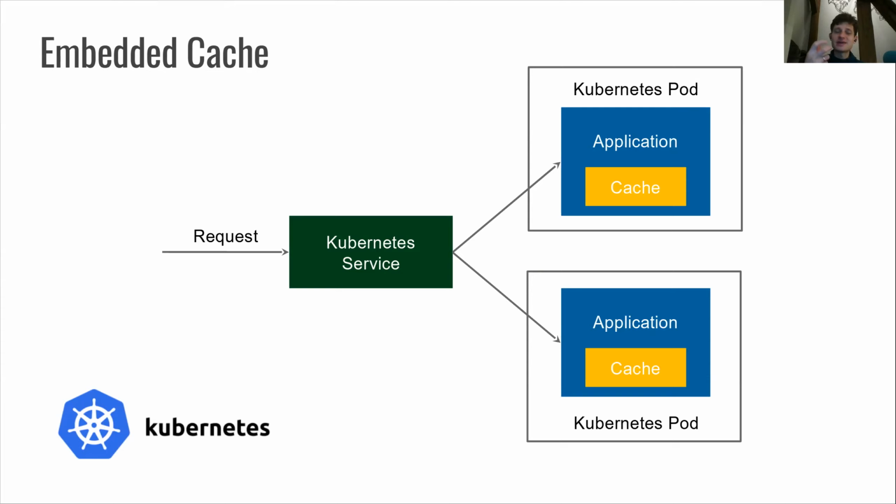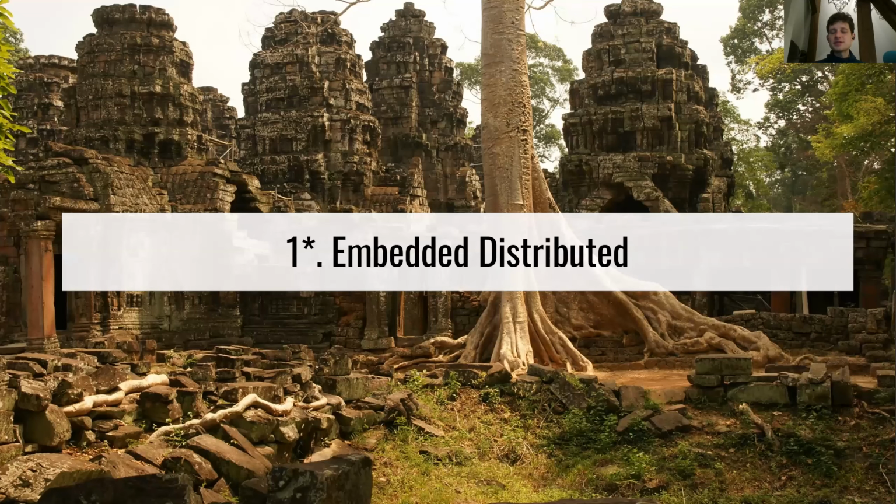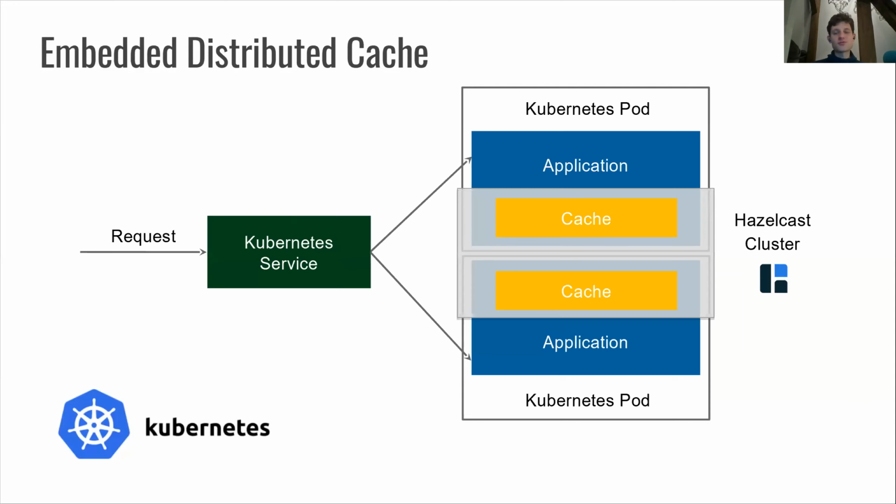We need to again do our business logic, because these caches are completely separate. They don't know about each other. So one improvement to the embedded cache would be to use embedded distributed cache. It's still the same pattern, the same topology if you look at the architecture, but this time we will just use a different library for caching. Since I work for Hazelcast, I will show you how it looks in the case of Hazelcast.